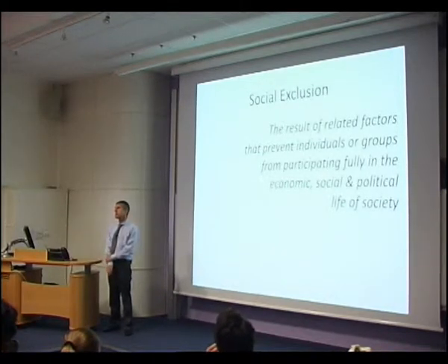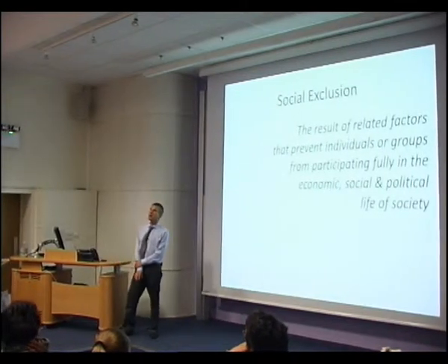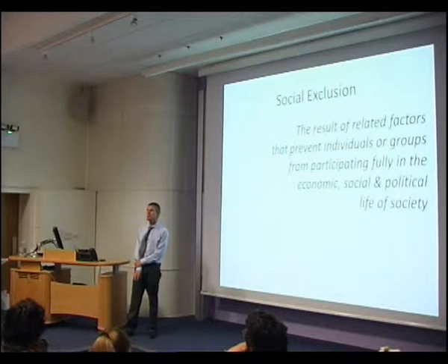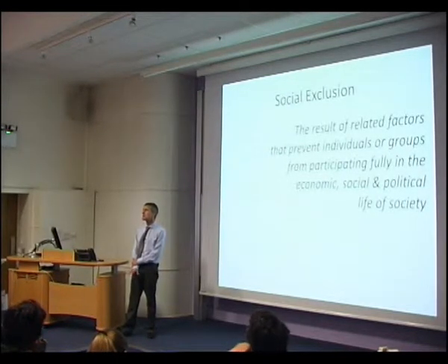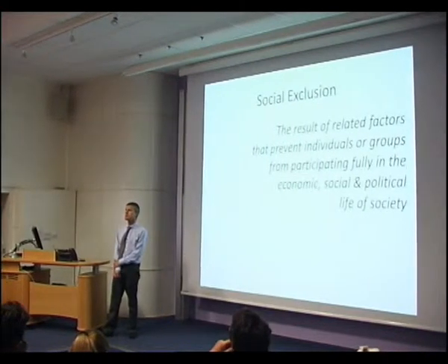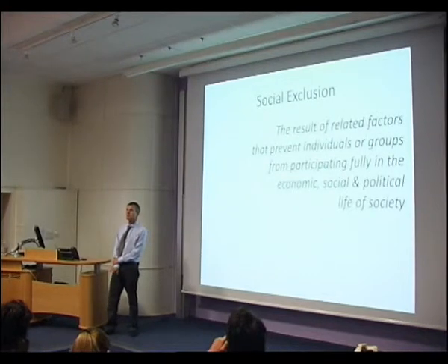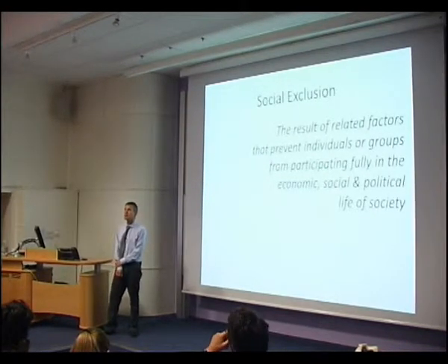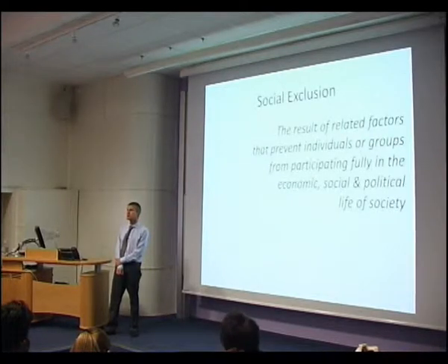And that sounds like quite a dry definition, perhaps a bit academic, but actually this is a problem which affects large numbers of people. In Britain alone, it's estimated to affect about 10 million people, about a sixth of the population. And this includes older people who are perhaps struggling with ill health or isolation, people with disabilities, and also younger people on the margins of society.